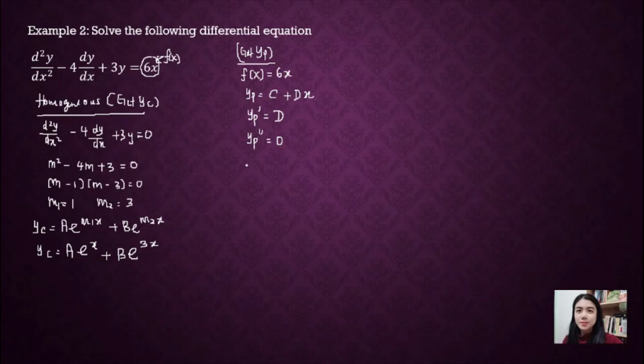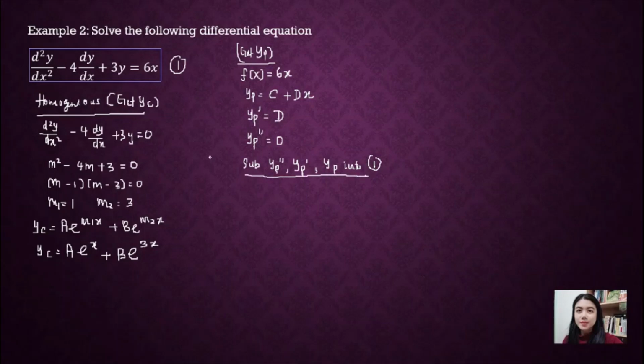The next thing that you have to do is the substitution. You have to substitute your yp, y prime, and y double prime into your non-homogeneous equation. That is this one. This is the non-homogeneous equation, so let's name it equation number 1, and substitute into equation number 1.